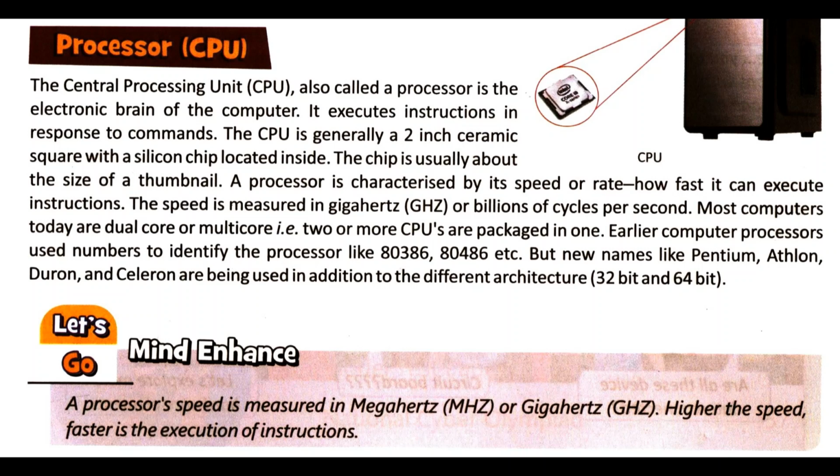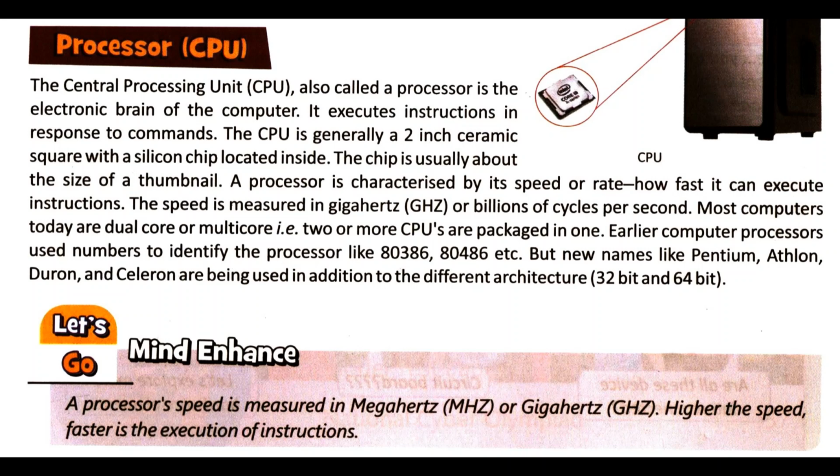As we studied in an earlier class, the CPU has mainly two parts, that is ALU and CU. ALU means arithmetic logical unit and CU means control unit, where the arithmetic logic unit performs basic arithmetic and logical operations, whereas the control unit controls all the operations of the CPU. The CPU is generally a 2-inch ceramic square with a silicon chip located inside.